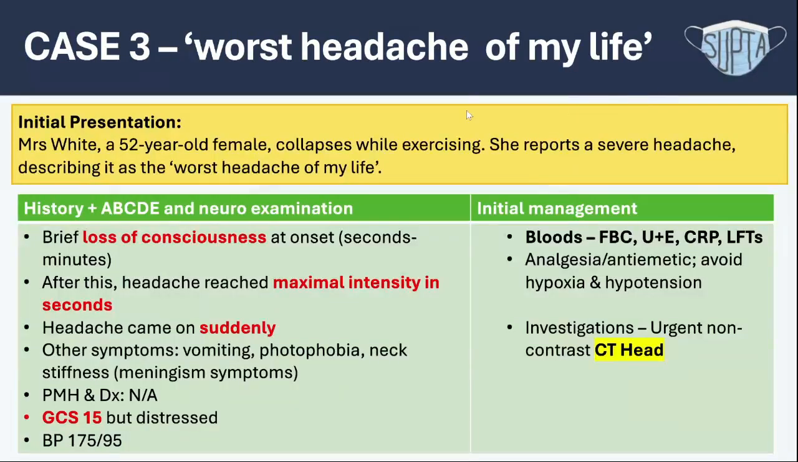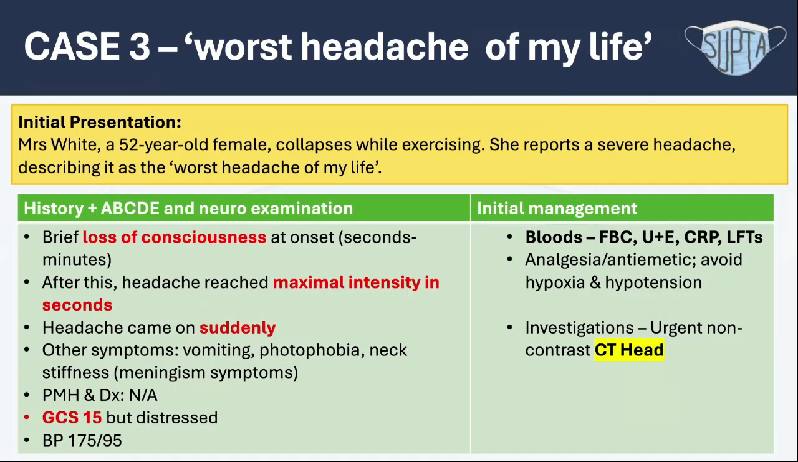So in terms of case 3, we've come to the third one. So this is Mrs. White, a 52-year-old woman who collapses while exercising and then describes a severe headache as the worst headache of my life. That phrase should immediately make us think of a thunderclap headache, a good one for the MCQs, of course.